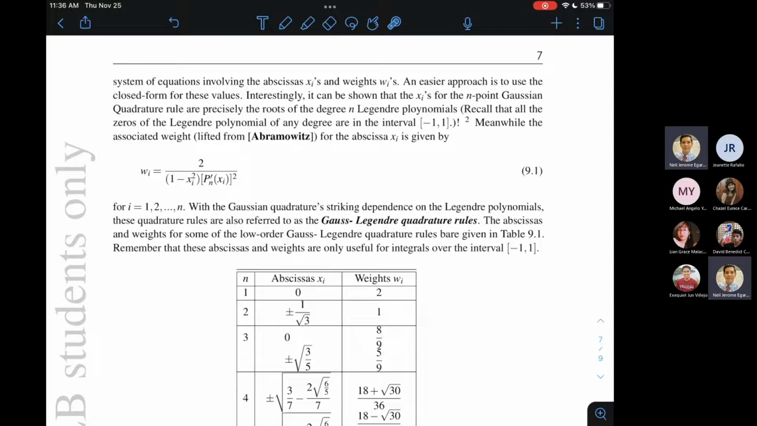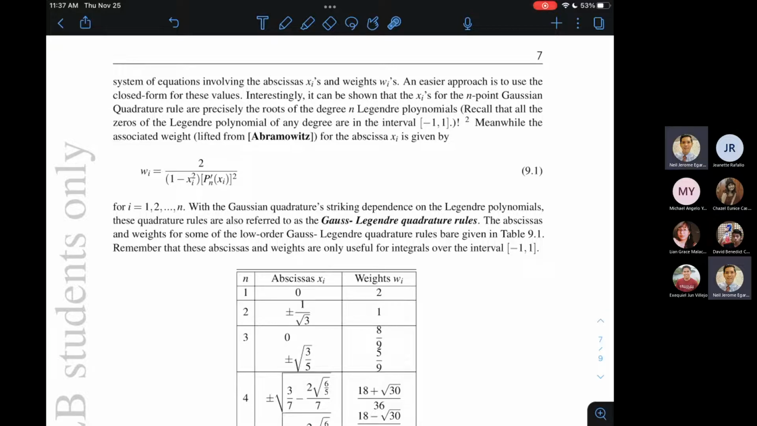So if I need 2 points, or n points, for the quadrature rule, Abramowitz says it's easy. Just take the roots of the degree n Legendre polynomial, and they will serve as the optimal abscissas with respect to the degree of precision.